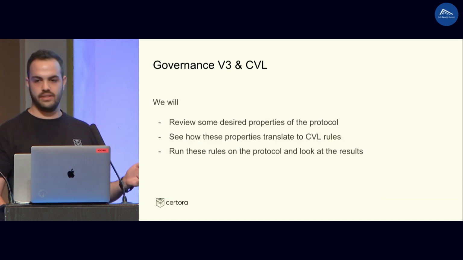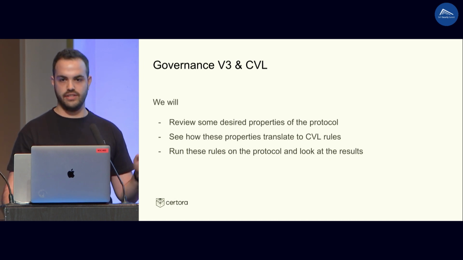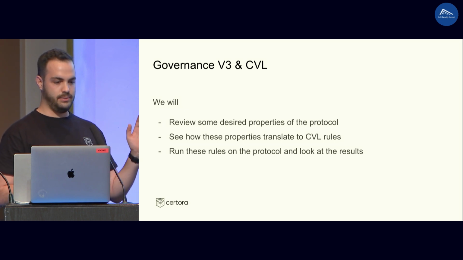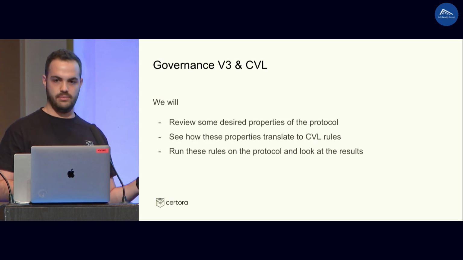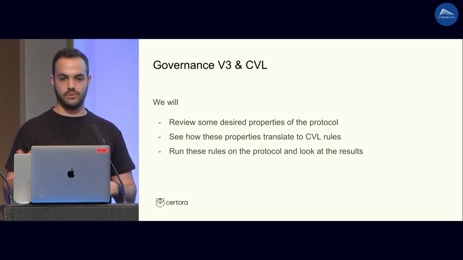Okay, so those are 2 examples on the Aave token, and now let's go to the governance v3. Let's see how we can use CVL to improve the security in governance v3. So let's review some of the properties that we want the governance v3 to have, and see how to translate them to CVL and run them and see the results.